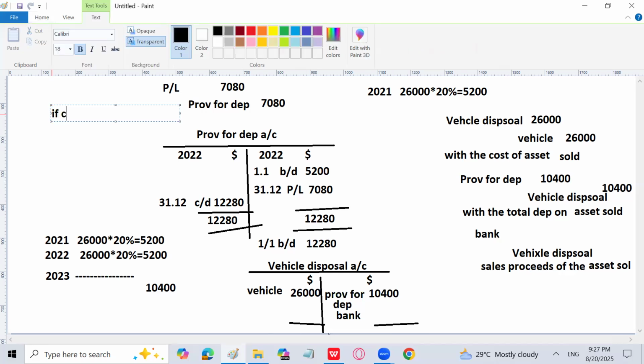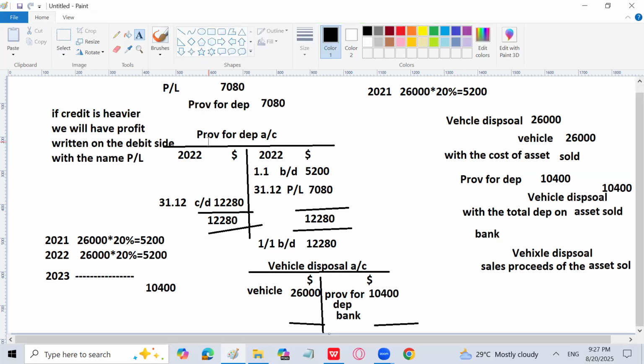If credit side is heavier, we will have profit. We will have profit written on the debit side, लिखेंगे debit side पे with the name profit and loss account. Vice versa. अगर क्रेडिट साइड बढ़ी है तो आपको प्रॉफिट होगा, ठीक है, और वो हम डेबिट पे लिखेंगे प्रॉफिट एंड लॉस अकाउंट के नाम से. अगर डेबिट साइड बढ़ी होगी तो आपको लॉस होगा और वो भी आप प्रॉफिट एंड लॉस अकाउंट के नाम से ही लिखेंगे, लेकिन वो क्रेडिट साइड पे लिखेंगे.